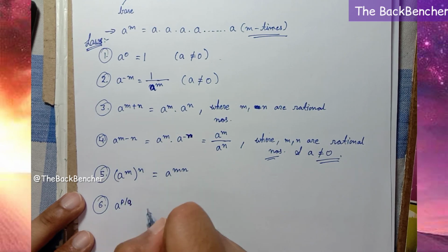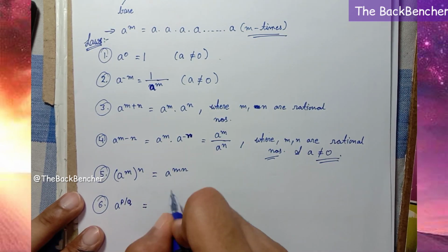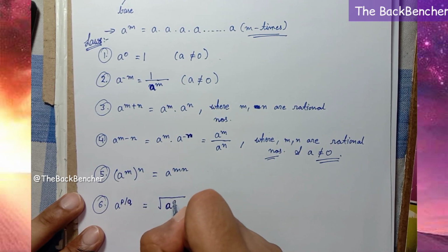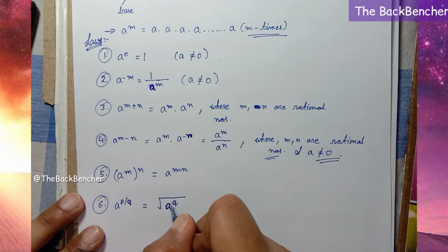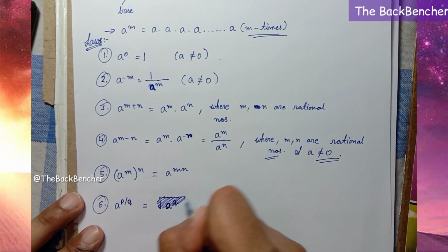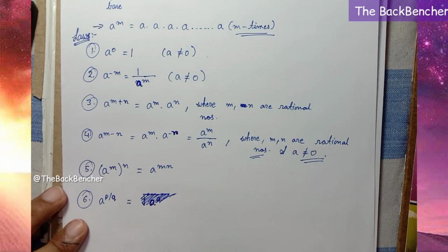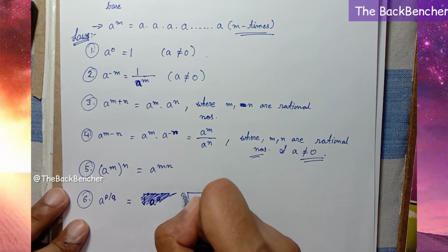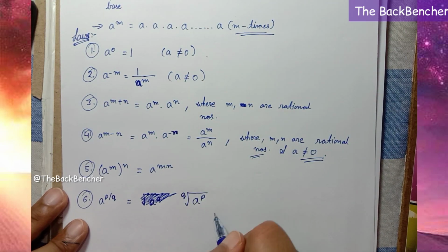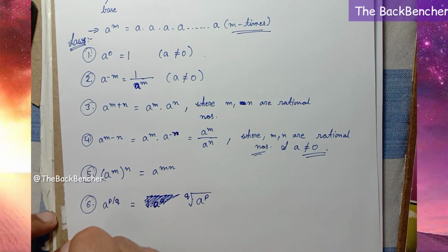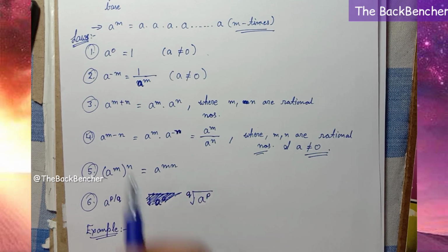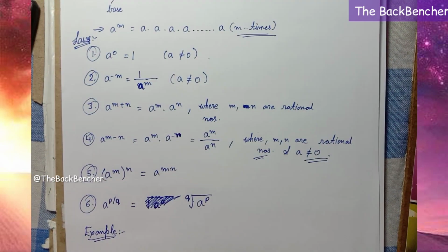Now moving on to the sixth, which is also very important: a to the power p upon q. Here the numerator will become the power, and the denominator will be the root. Sorry, I said it right: the numerator will become the power, and q will be the root. Always remember that the numerator will be the power and the denominator will be the root. Now we'll solve some basic examples on each of the laws for your comprehension.